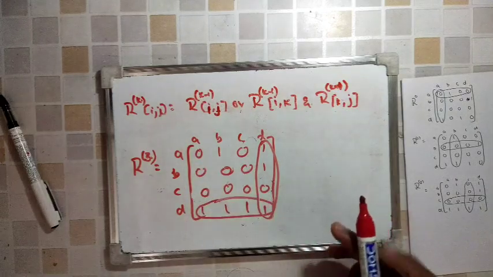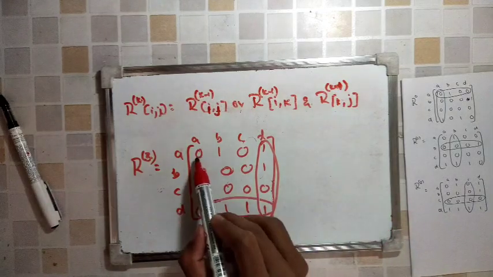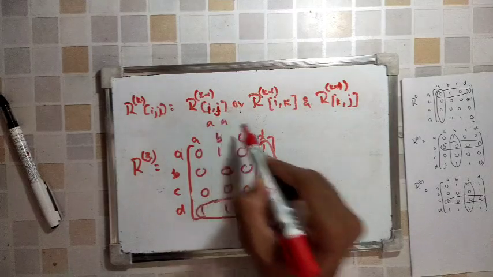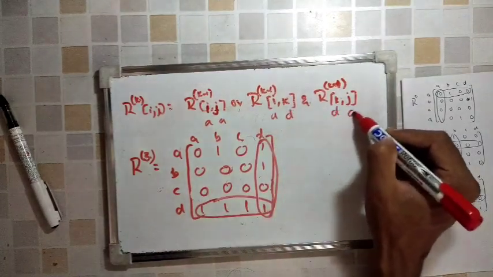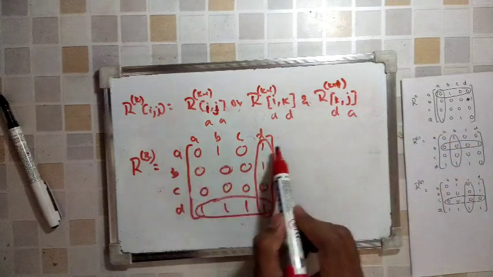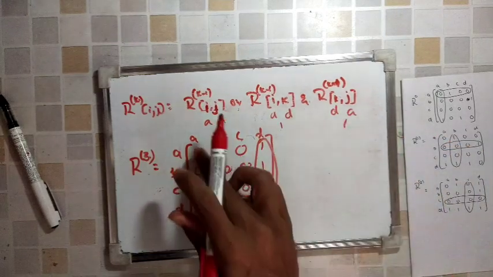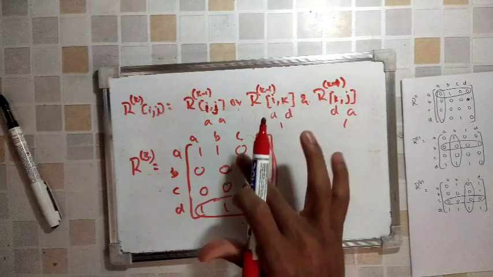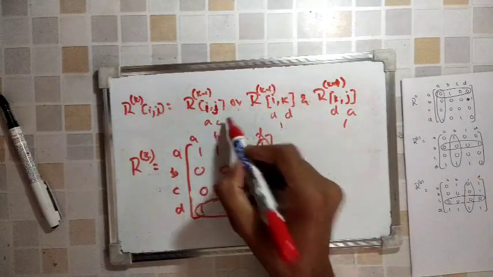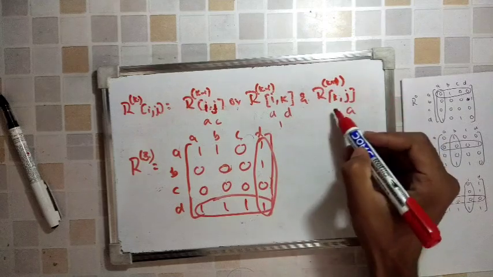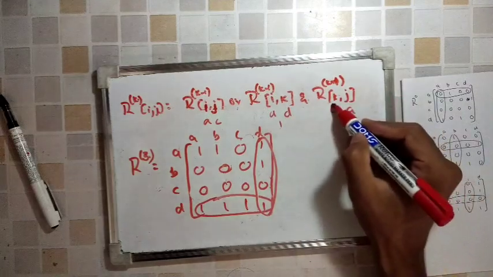So now D, so see, let me try finding for A to A. If I try to find A to A, it will be A to D and then D to A. A to D is 1 and D to A is 1. So I got it and it becomes 1. Let me try from A to C. So if I do A to C, then A to D and D to C.